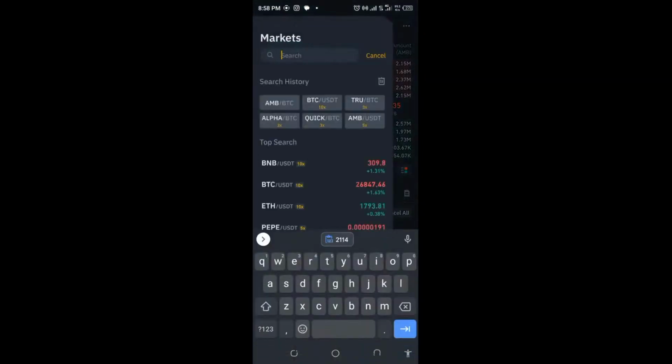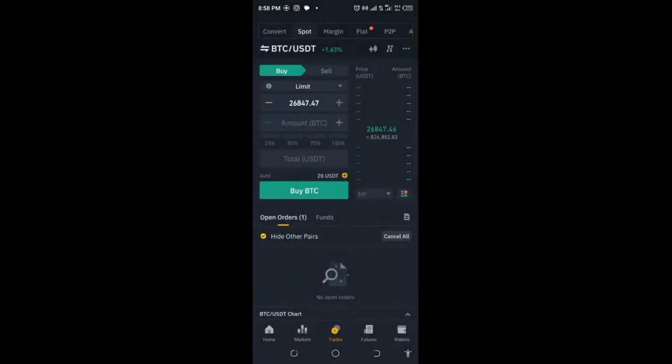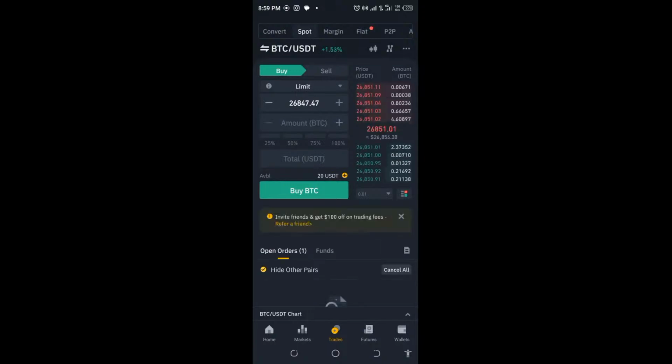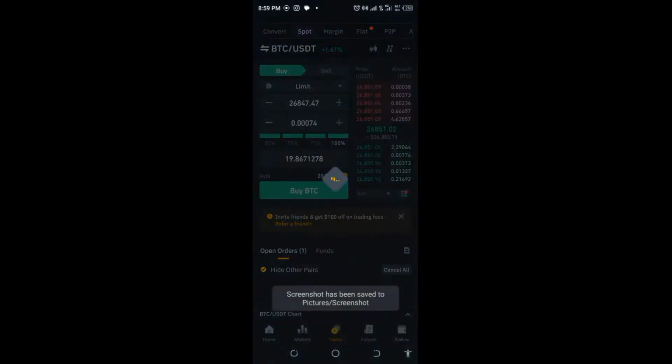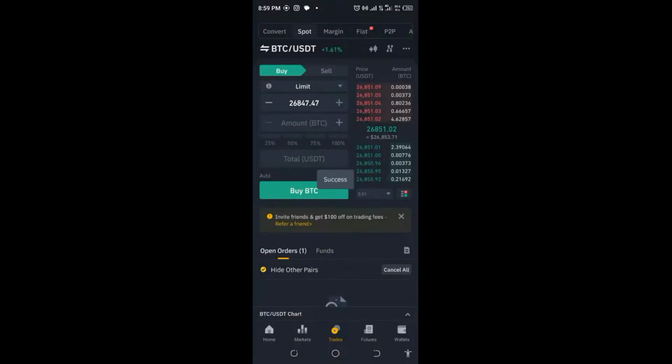All right. So BTC, USDT. So let's see what we will get. Okay, so right now we are going to get our BTC. We just need $20 worth of BTC, and it's giving us 19.86. So let's go ahead and buy. Does it look like so? I think so. I think it did. Well, let's wait for it.